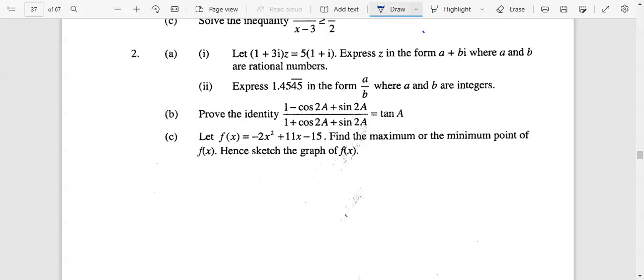Faith, which side did you prove if it came for you? The left hand side or the right hand side? Okay, so we're going to get the left hand side. That's the one which is more complex.